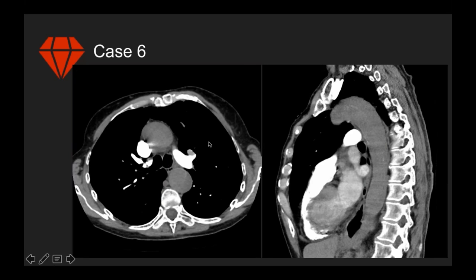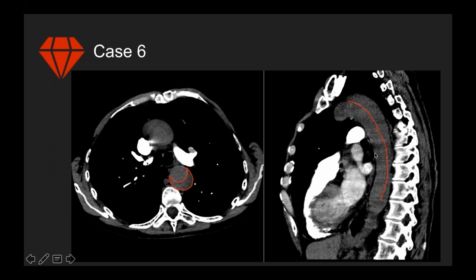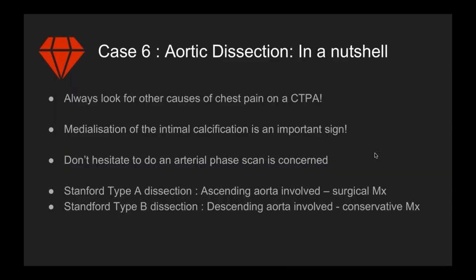This is actually another example of the same thing, so a CTPA on which an aortic dissection was found. And again, you can see this sort of rim of hypodensity around both the ascending and descending thoracic aortas, and this was found to be another dissection. And the moral of the story really here is chest pain can be due to lots of different things, not just PEs. And so always look for other causes of chest pain on a CTPA. The medialization, like we showed in that particular CT, is a really important sign. And don't hesitate to do an arterial phase scan if you're concerned.